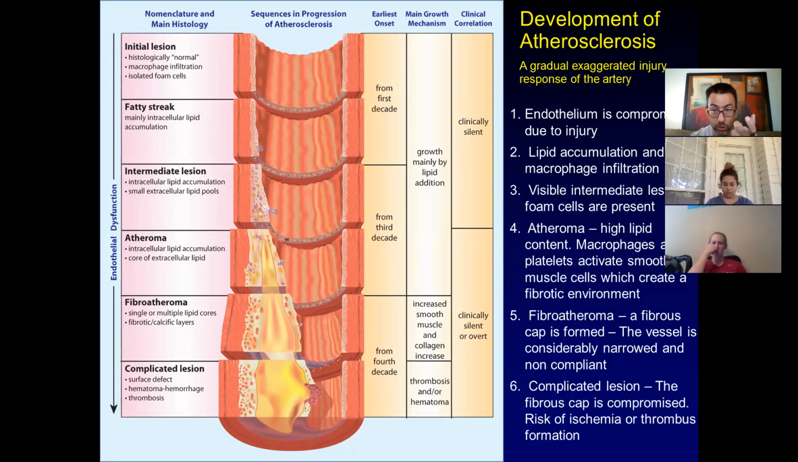You get the LDL stuck, and then these macrophages come and try to eat up the LDL and start releasing a bunch of different things. That leads to the formation of something called a foam cell, which is basically a macrophage that has tried to eat up a bunch of LDL and can't do it all the way. So it creates these foam cells, which are this intermediate lesion that you can see right here.